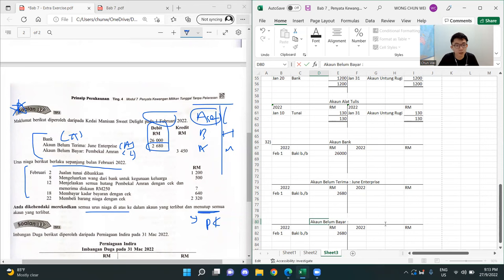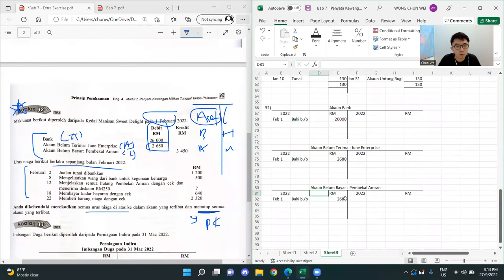Kau belum bayar pembekal Amran. Kau belum bayar pembekal Amran. So, can you see it? It is in the credit side. And if they don't give debit or credit, what we use is L for liability. And liability is in the, can you see, is in the credit side. And it's here.